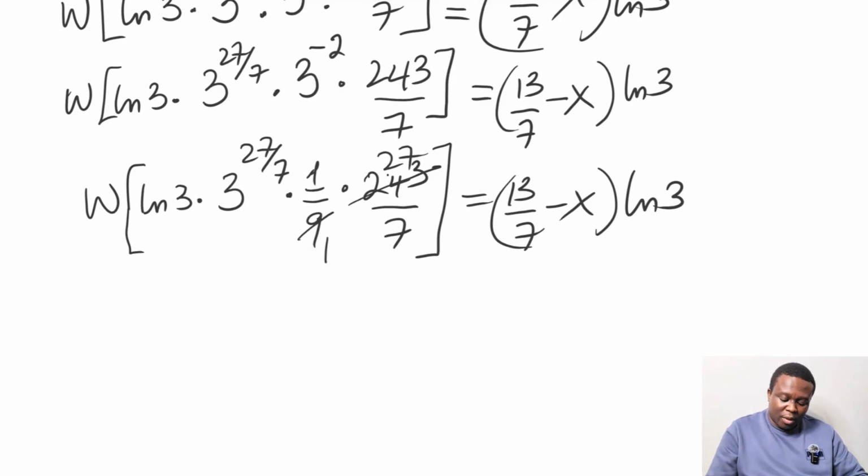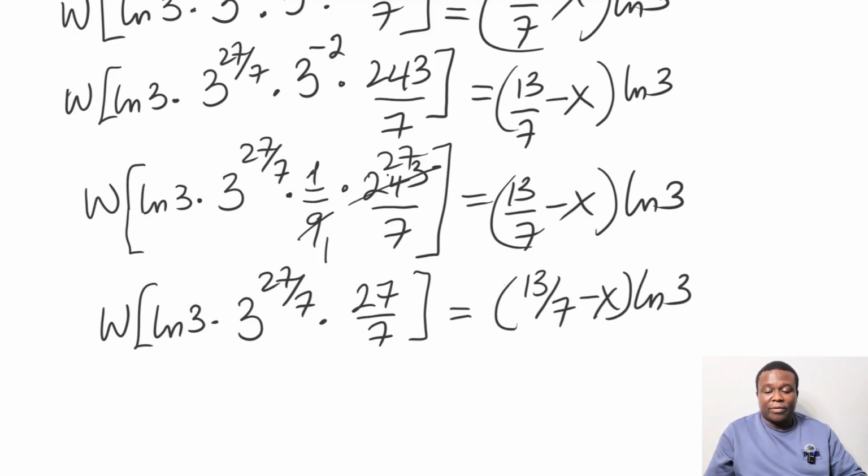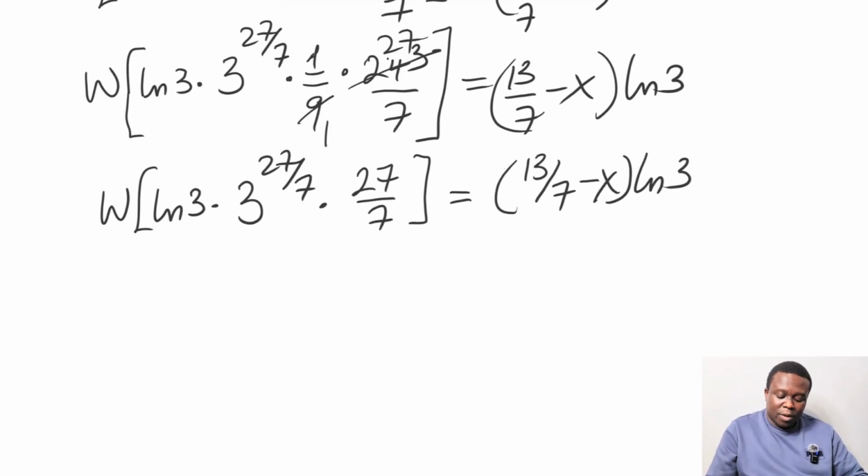Okay, so now what we have is ln 3 times 3 raised to the power 27 over 7, and that's equal to 13 over 7 minus x, ln of 3. So we'll put this 27 over 7 behind ln 3. So we have 27 over 7 ln 3.